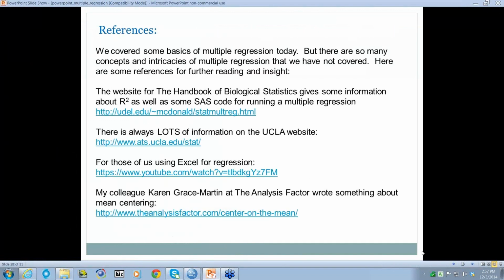So, here's some references. We covered just the basics. There's so many concepts and intricacies of this. I love it. I think it's the greatest technique ever. I think it tells so much. But here you can look at the Handbook for Biological Statistics. It's usually a nice, easy read. Here's a link to that. UCLA website, you know I love that. Here's a link to that.